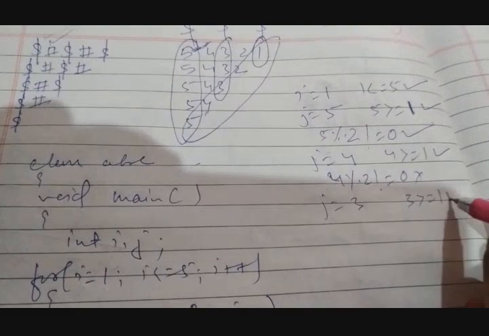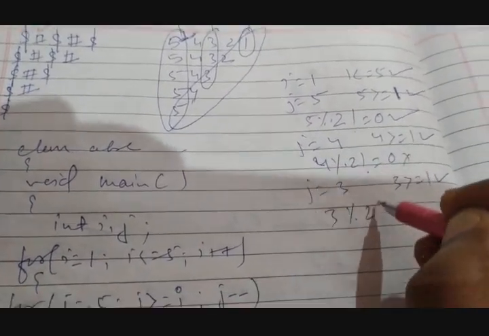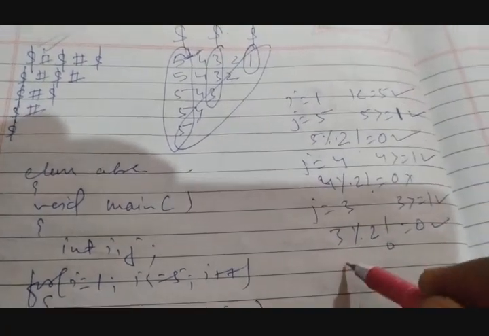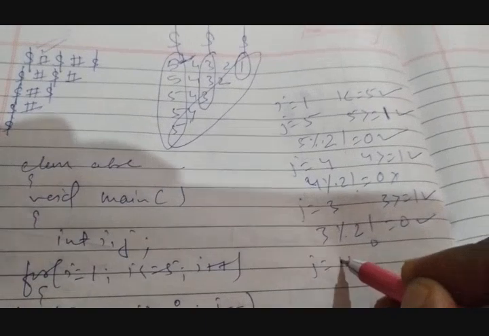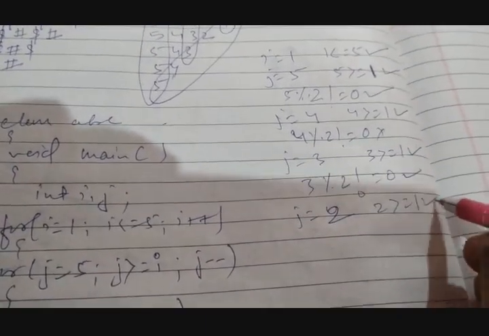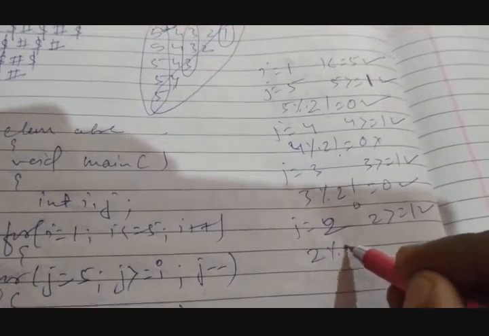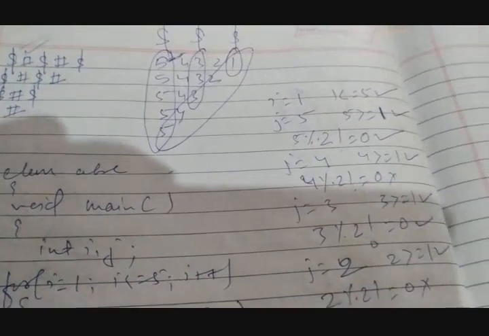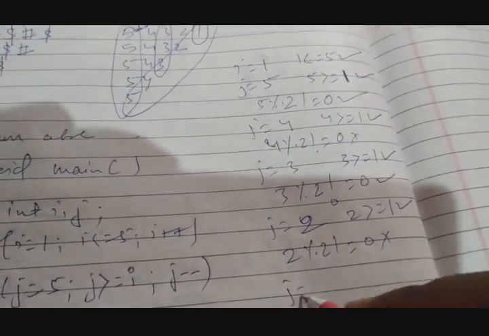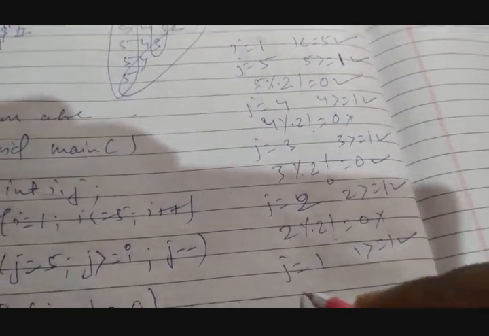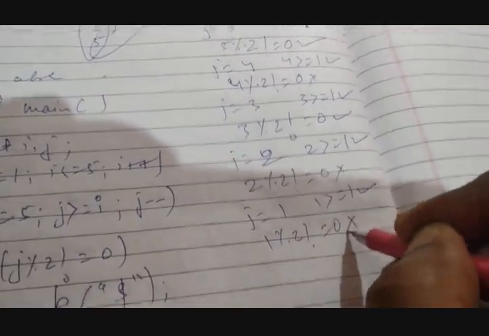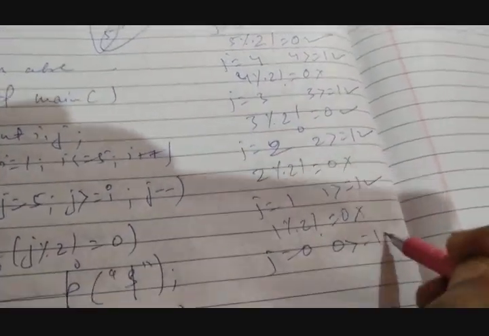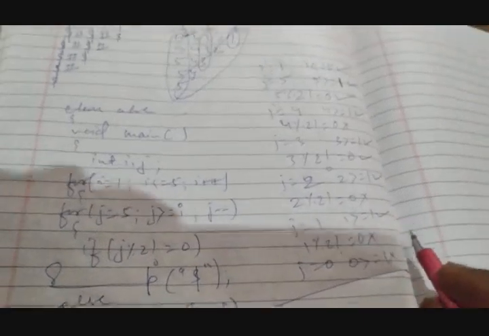Then j changes to 3. 3 is greater than or equal to 1, true. 3 mod 2 not equals to 0, true, prints dollar. Then j changes to 2. 2 is greater than or equal to 1, true. 2 mod 2 not equals to 0, false, goes to else, prints a hash. Then j changes to 1. 1 mod 2 not equals to 0 is true, prints dollar. Then j changes to 0. 0 is greater than or equal to 1, false. Line changes.